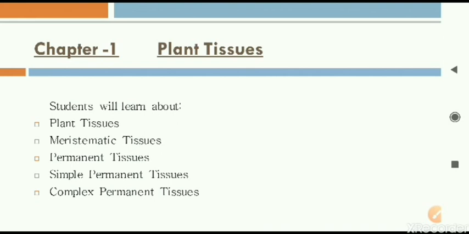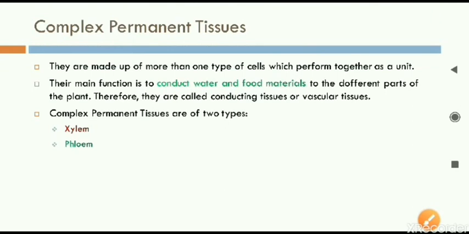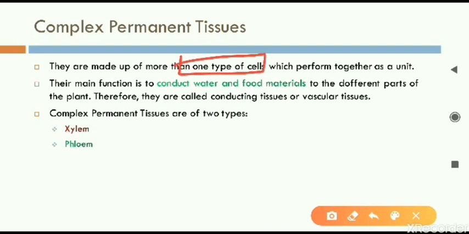Let us begin. So the topic begins here, the complex permanent tissues. These are the second type of permanent tissues apart from the simple permanent tissues. So why are they called complex permanent tissues? Because they are made up of more than one type of cell. In the simple permanent tissues, generally a single type of cell is there. Here different types of cells are working together to form a unit. This is what is called complex permanent tissues.